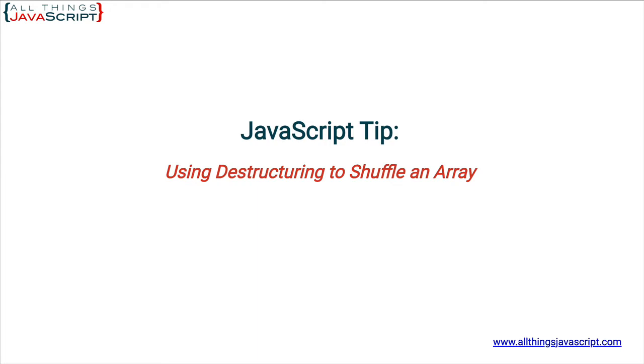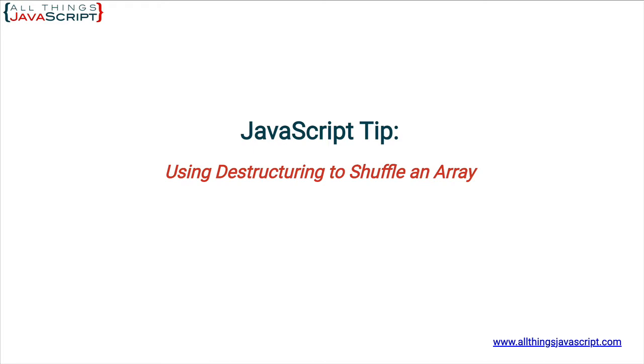Before we take a look at the code from a few years back, I want to talk about destructuring a bit. I've covered this in a few tutorials before, which I will link to in the description. Now, a destructuring assignment is a JavaScript expression where we can unpack values from an array or properties from an object and then assign them to variables.